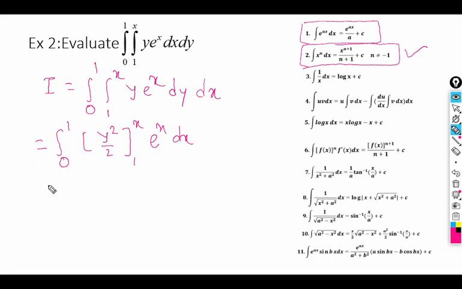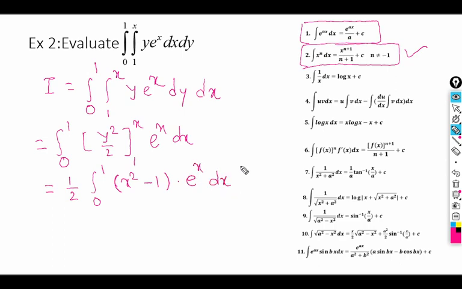Now 1 by 2 is a constant, I will take it outside. Integral 0 to 1, and we are left with the upper limit. When we replace y by x, it becomes x square. For the lower limit, y equals 1, it is minus 1. So x square minus 1 into e raised to x dx.